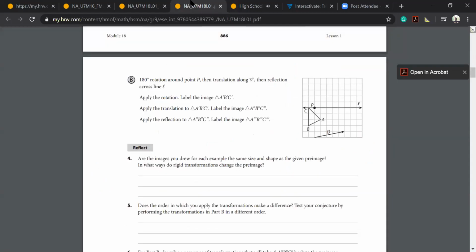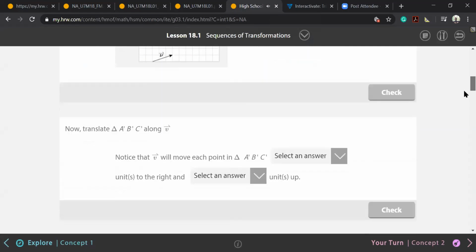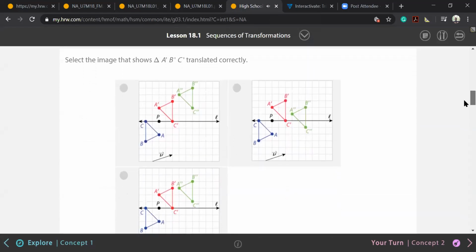Across vector V. Let's go back to our book. Or here, okay, across vector V. If we are across vector V, I have to count 1, 2, and 3, and 1 up. So each one of these will be 1, 2, 3, and 1 up. So C double prime will be in here. 1, 2, 3, and 1 up. So B double prime will be in here. For A, 1, 2, 3, and 1 up, A double prime will be in there. So you will be having a shape like which one?